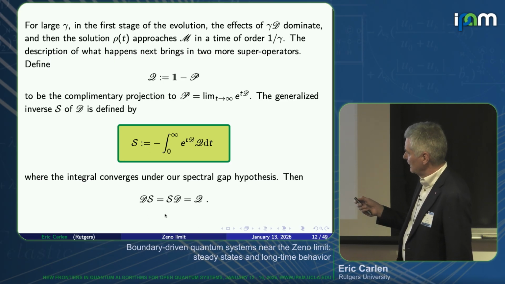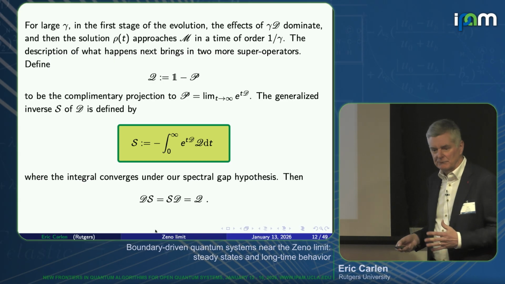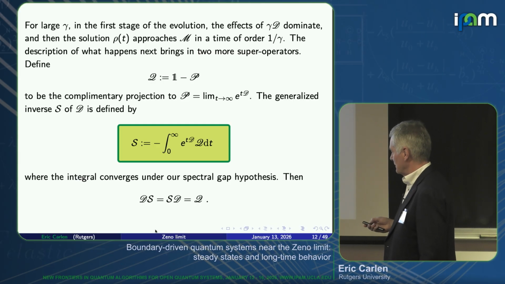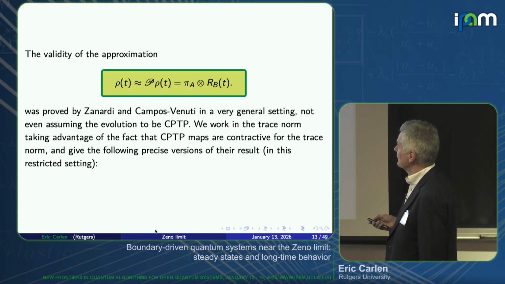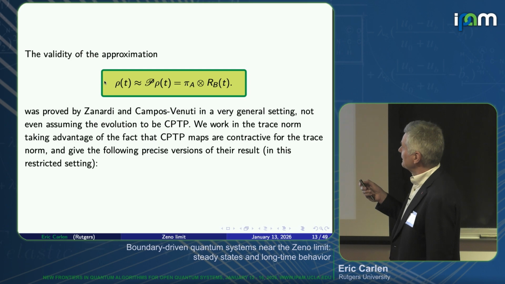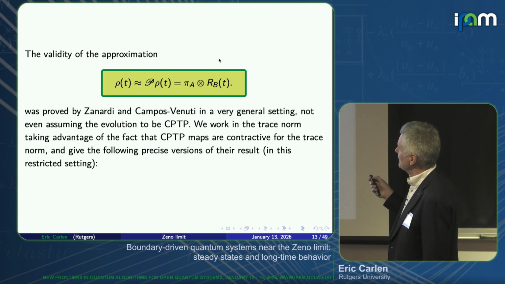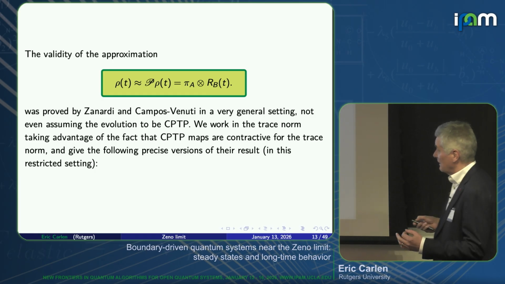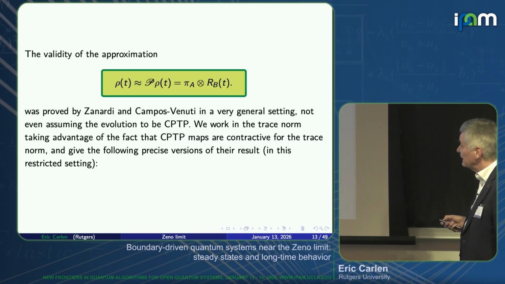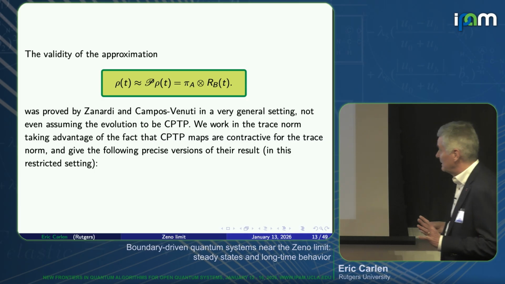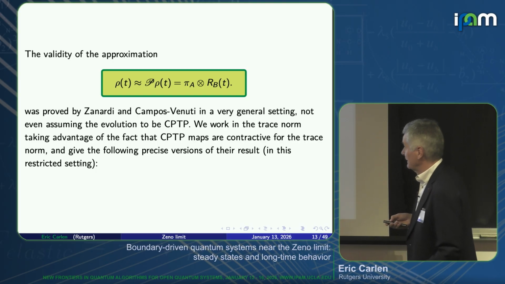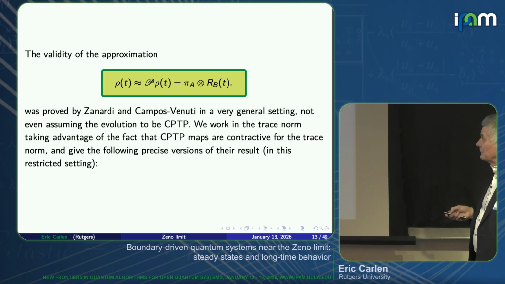And so here it is. This is the generalized inverse relation. It's not the Moore-Penrose generalized inverse because this isn't an orthogonal projection, but this is the relevant generalized inverse in which we can write everything. This fact that rho of t looks like some evolving thing just on the B space after a short initial time was proved by these physicists, Zanardi and Campos Venuti, in a very general setting, not even assuming CPTP evolutions. We will work in the trace norm and take advantage of the fact that CPTP maps are contractive in the trace norm.